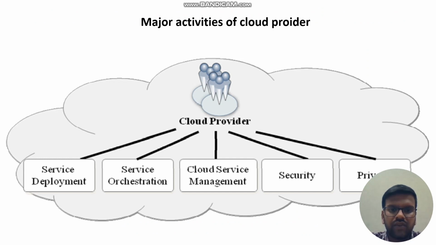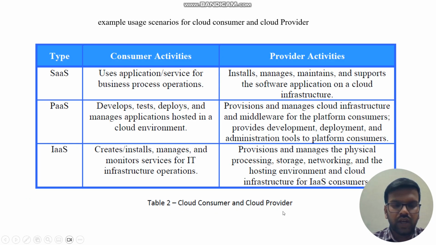These are the major activities of the cloud provider: service deployment, service orchestration, cloud service management, security, and privacy. According to NIST, service deployment is further divided into 4 parts: public cloud, hybrid cloud, private cloud, and community cloud. Here are some examples of usage scenarios of the cloud consumer and the cloud provider: software as a service, platform as a service, and infrastructure as a service.